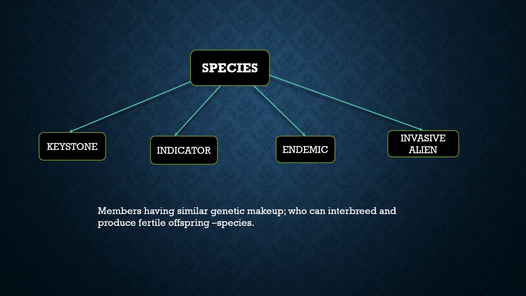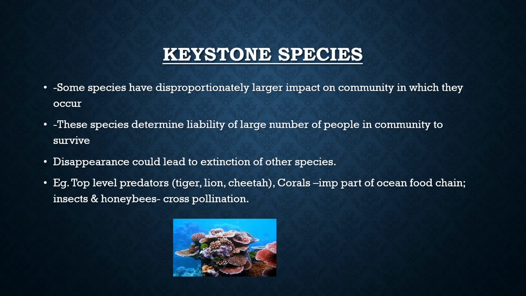Species are members having similar genetic makeup who can interbreed and produce fertile offsprings, and those entities are said to be species. Okay, so there are four different types of species we are going to study in this lecture. The first one is keystone, so moving on to the keystone species.